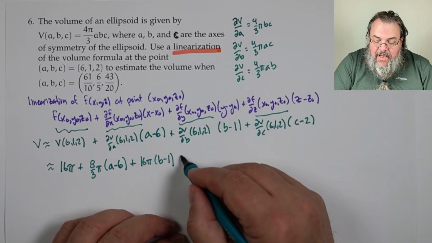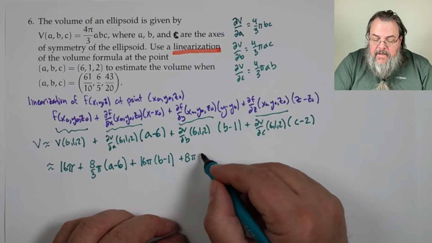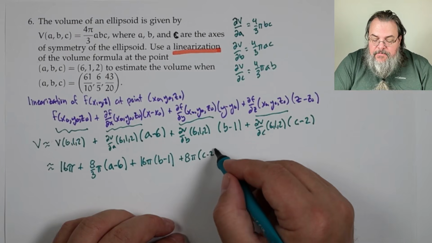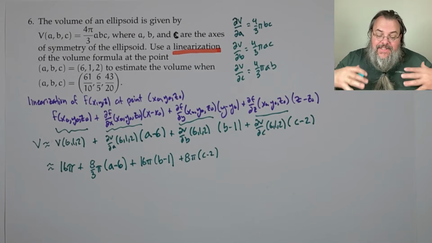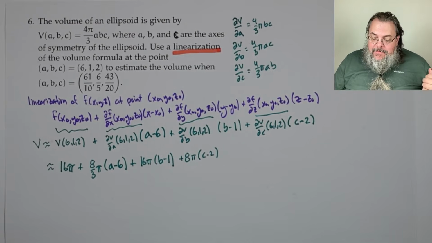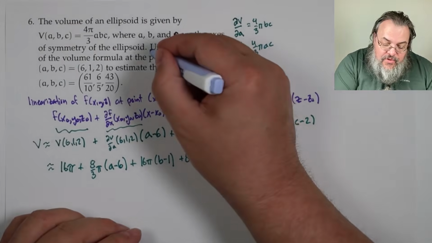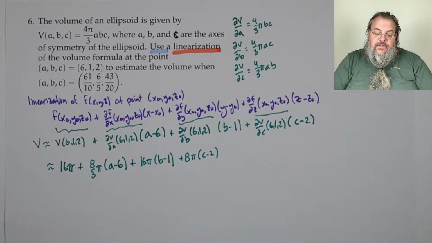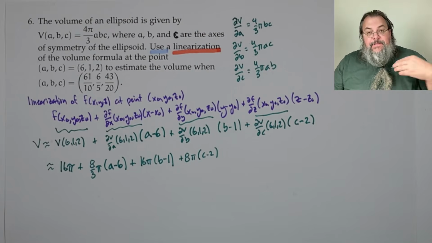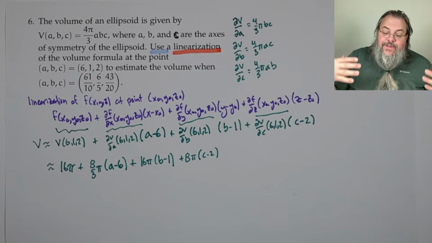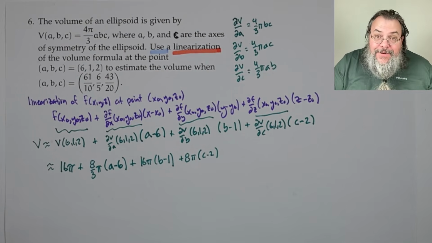Okay, so we get plus 8 pi times C minus 2. All right, that's the linearization. Now notice the problem didn't ask us to find the linearization. It asked us to use a linearization. So, all right, what's the last thing for us to do? Well, now that we've found it, we need to use it. How do we use it?